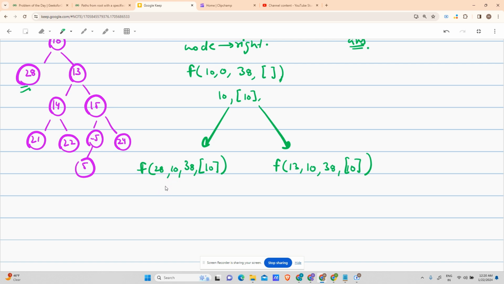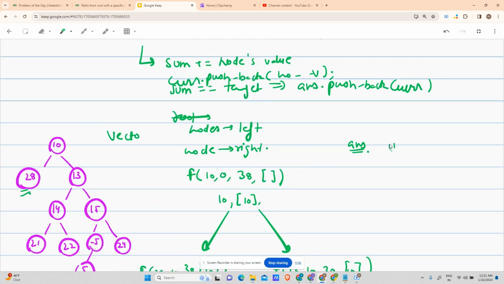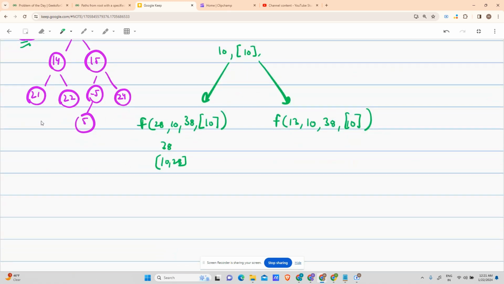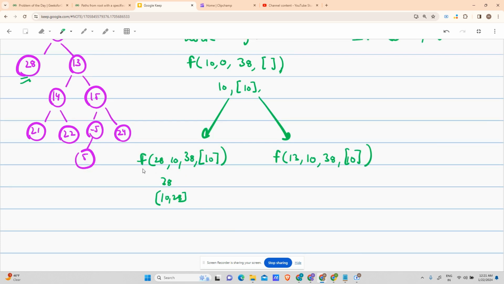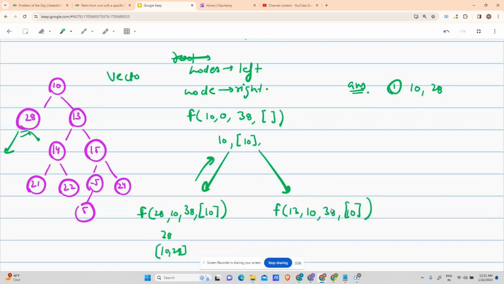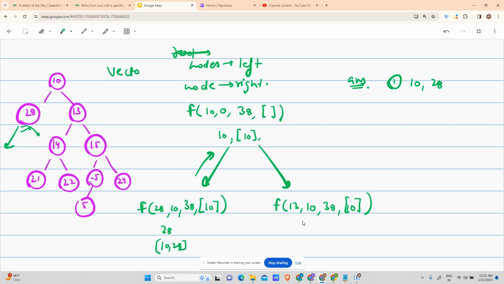28 will add itself to the sum, so it will become 38. Path will become 10, 28. And now when I check, 38 is equal to 38. So yes, I have observed the answer path. So 10, 28 will be pushed into my answer. And I can see that there is no left and no right, so the recursion call ends for this one and it will return. For the right one, 10 plus 13 will give me 23 and my path will become 10, 13.